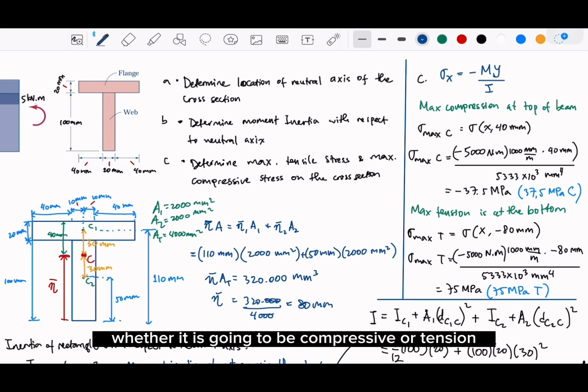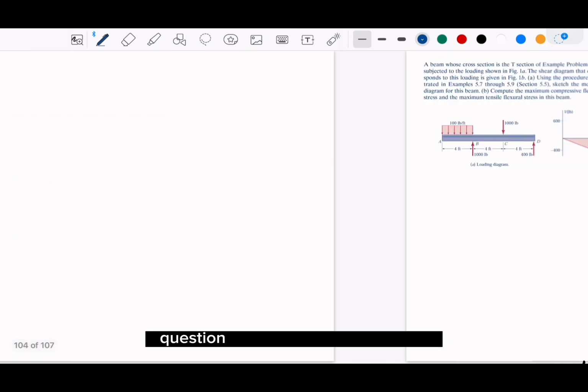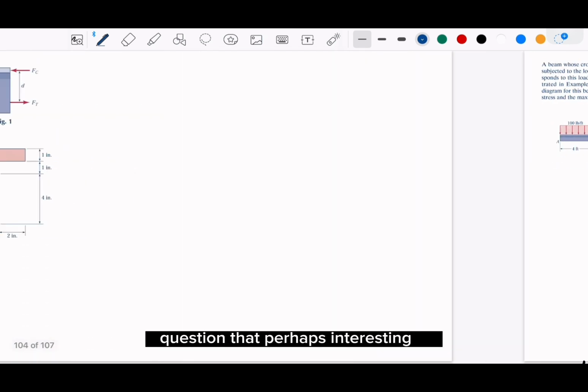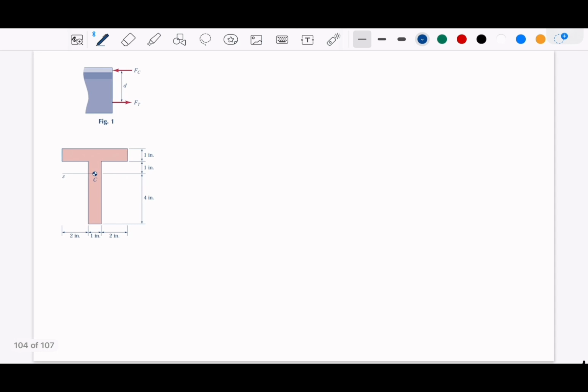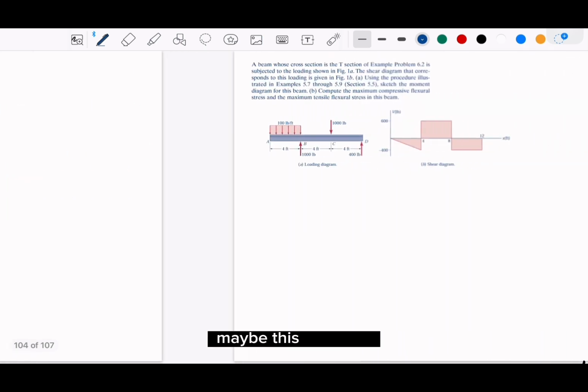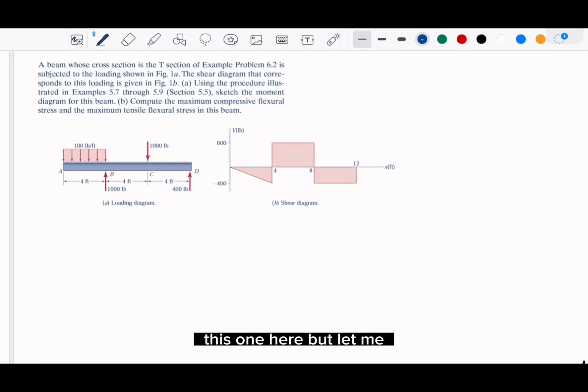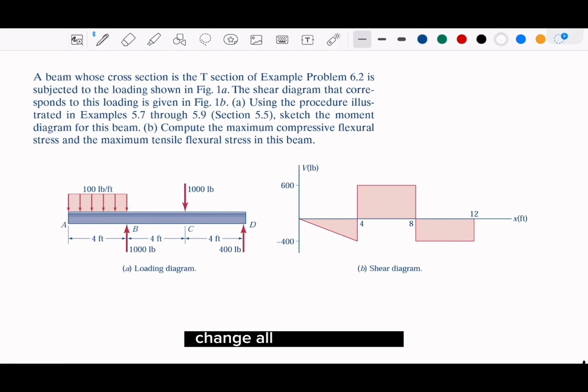And simply in the beam case, the positive or negative will determine whether it is going to be compressive or tension. Okay, another question that is perhaps interesting is maybe this one here. This one here. But let me change all the component.